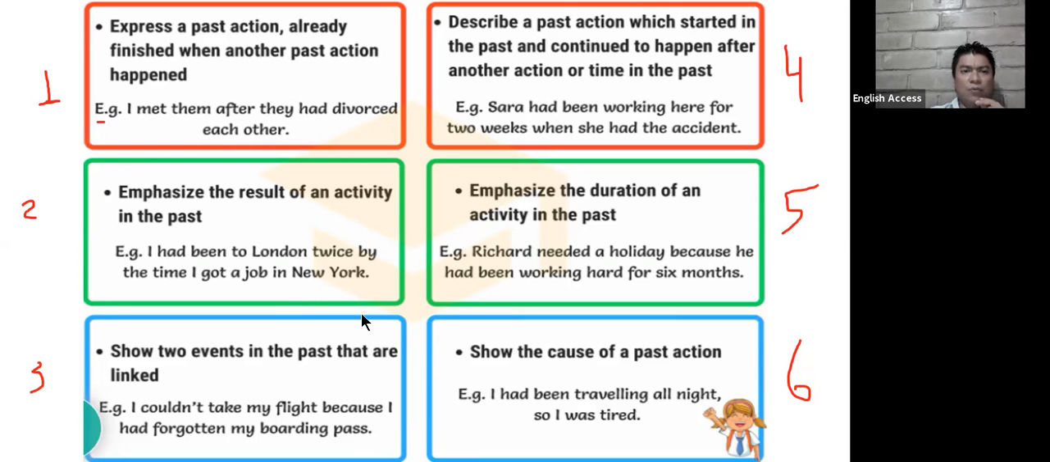So now we have two different activities in different time moments, and they are related to one another. And that relation is the reason for the different tenses. I met, they had divorced. But why do we have two different ones? Because these two events are related. They are making one story. I met them after they had divorced. Or Sarah had been working, she had the accident. Now this is narrating a story.